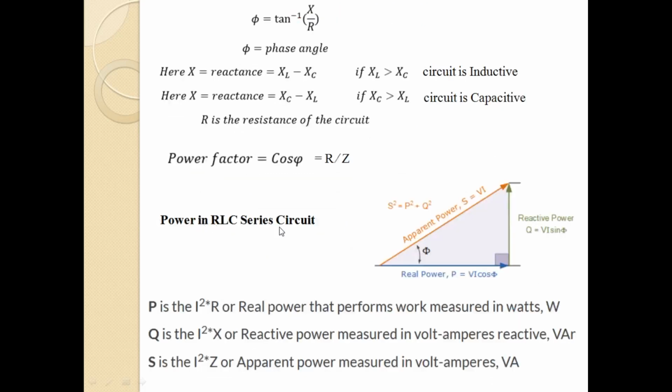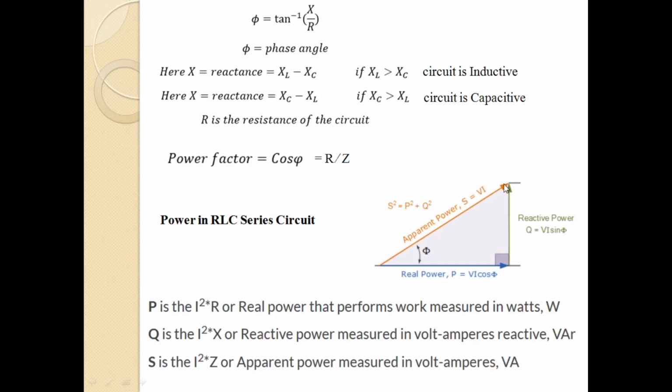Now if you consider the power in an RLC series circuit, here you can see that the total power in a series RLC circuit has three components or three terms. If you find the product of the RMS value of the voltage and the RMS value of the current, you get a term called apparent power, as in the case of a DC circuit.